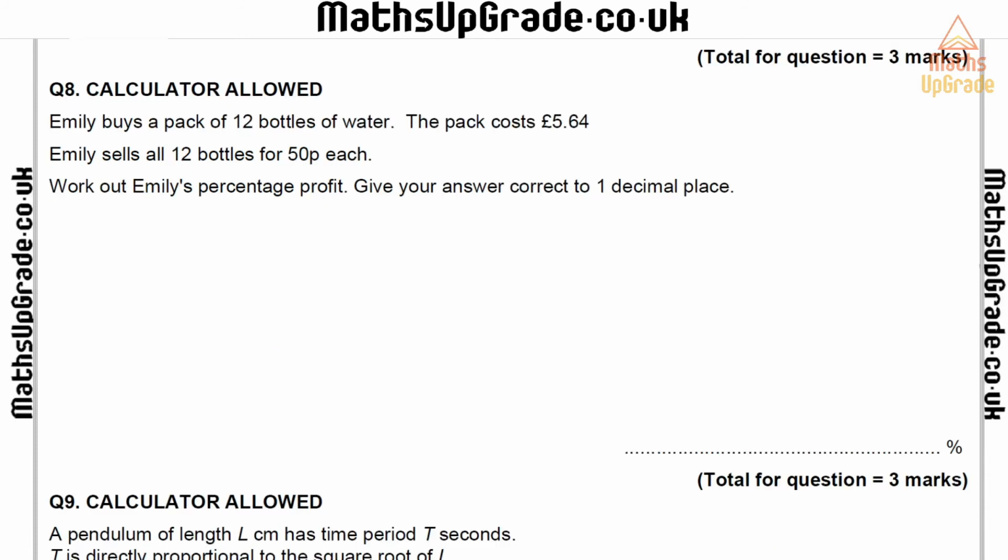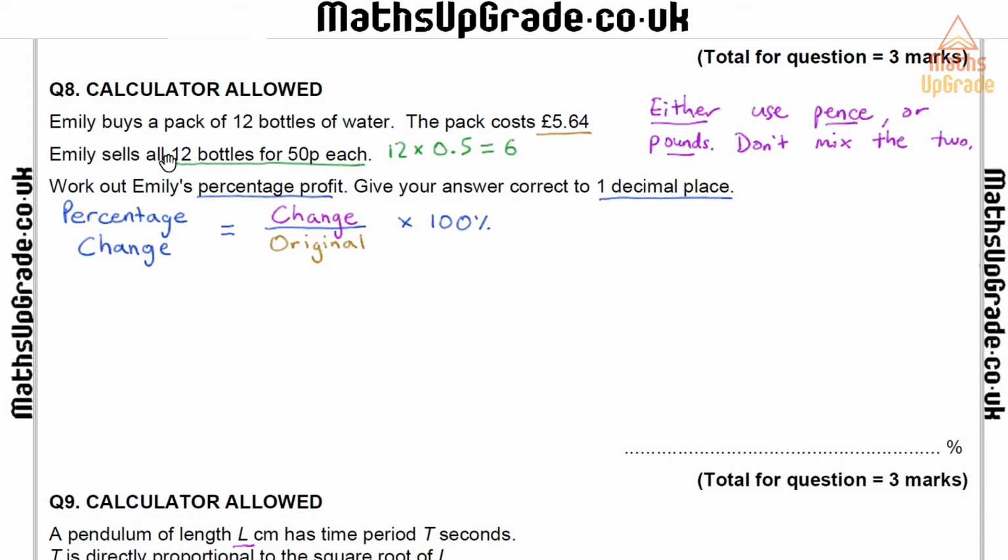Question 8. Emily buys a pack of 12 bottles of water. The pack costs £5.64. She sells all 12 bottles for 50p each. Work out her percentage profit, giving your answer correct to 1 decimal place. So in this question here, I'm just going to note that 12 bottles for 50p each is the same as 12 times 0.5 pounds. So that is £6 that she sold the bottles for. She bought them for £5.64. You need to make sure here we either use pence or pounds, don't mix the 2. So I'm just using pounds here. You can instead convert this into pence and you'll get the same final answer.